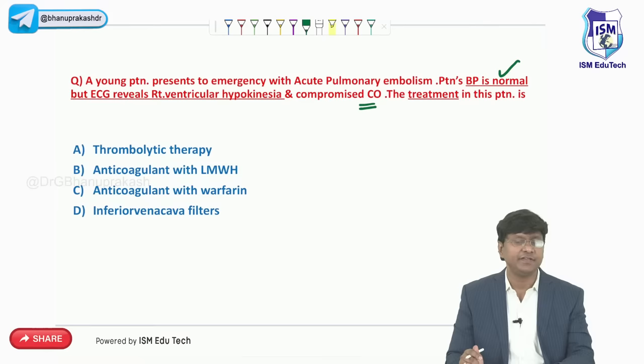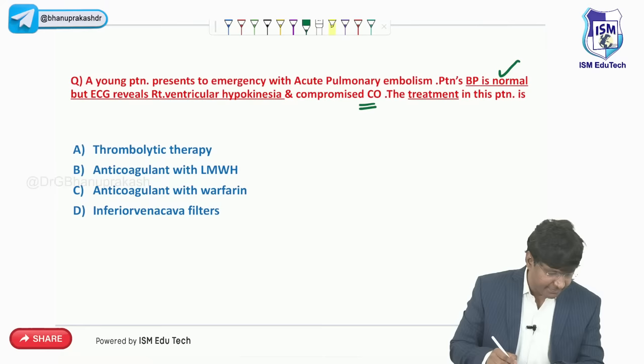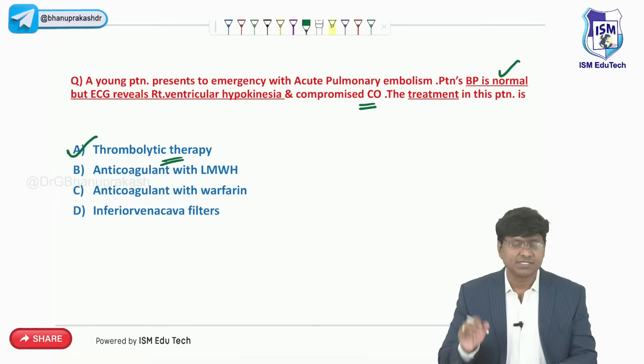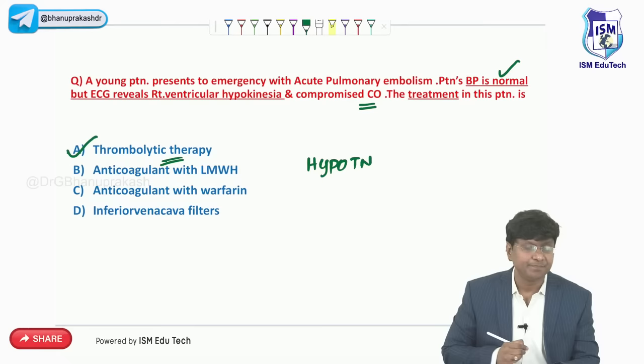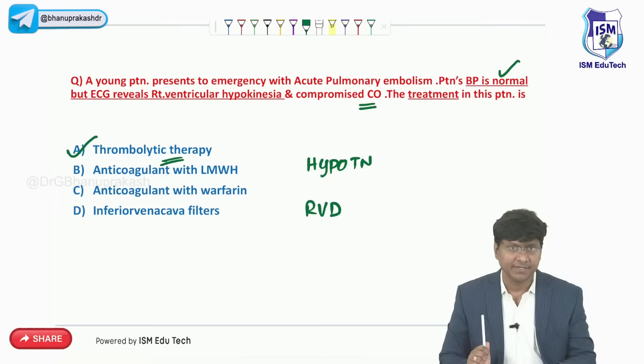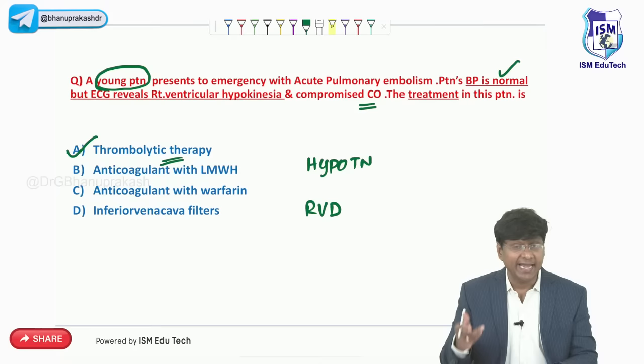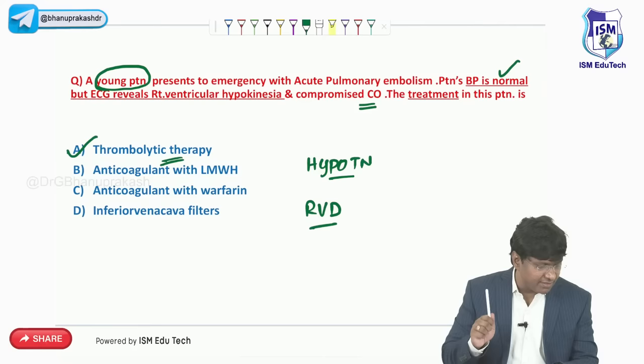Yes, very good, medical doctor. That will be thrombolytic therapy. Because there are two indications for thrombolytic therapy. One, if there is hypotension, you should do thrombolytic therapy. Or if the individual develops right ventricular dysfunction, you should do thrombolytic therapy. And that too, he's a young individual, he can withstand the thrombolysis. But in elderly patients, you should be very careful when you are doing thrombolysis. Otherwise, if there is hypotension or right ventricular dysfunction, then you have to do thrombolysis.